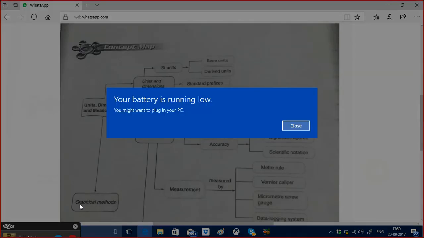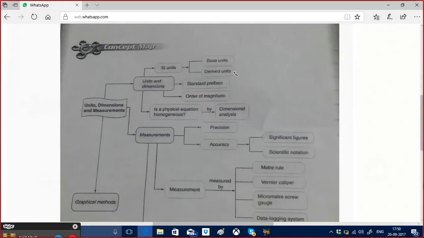Okay. Secondly, wait a second. Charger lagā do, main upload karūṅga na class. Charger lag gayā. Oh, no, actually, I was asking my wife about the charger.